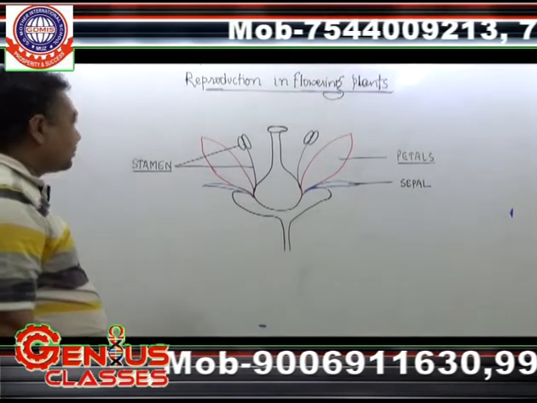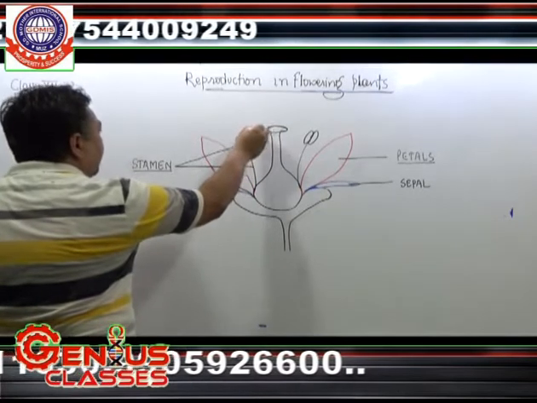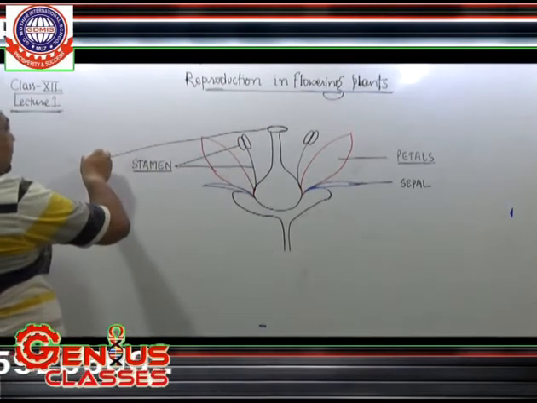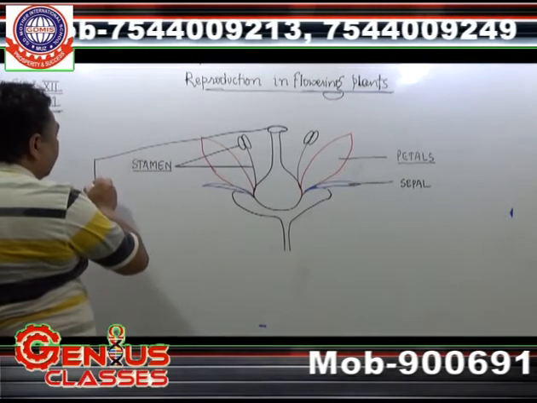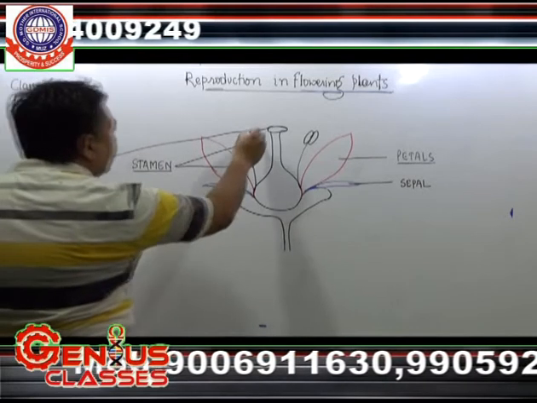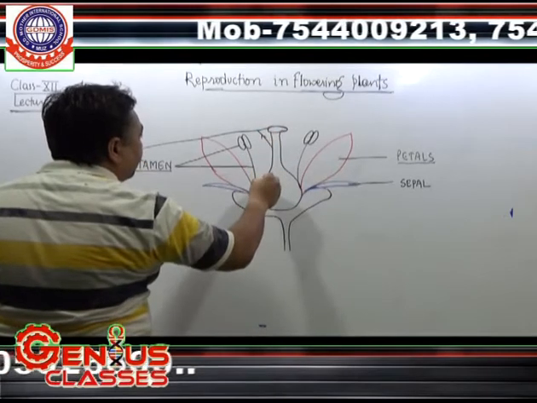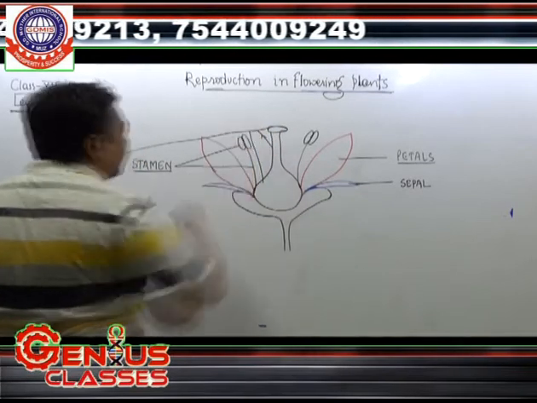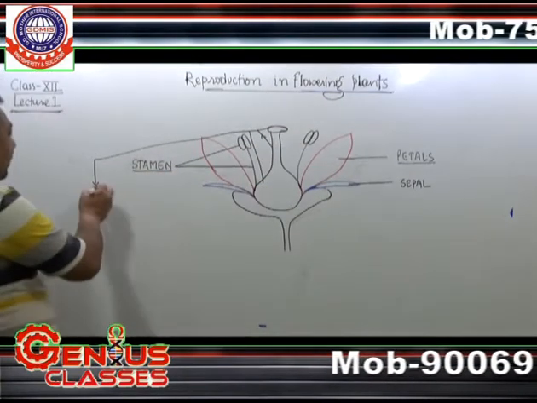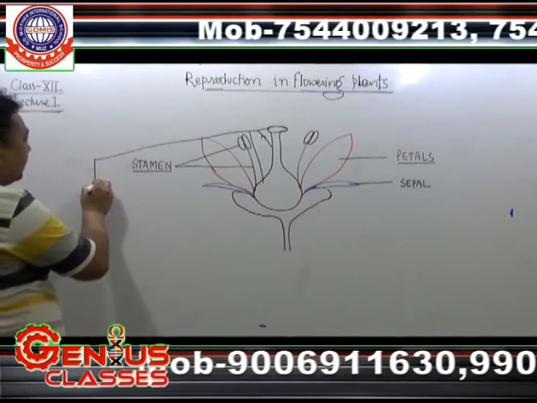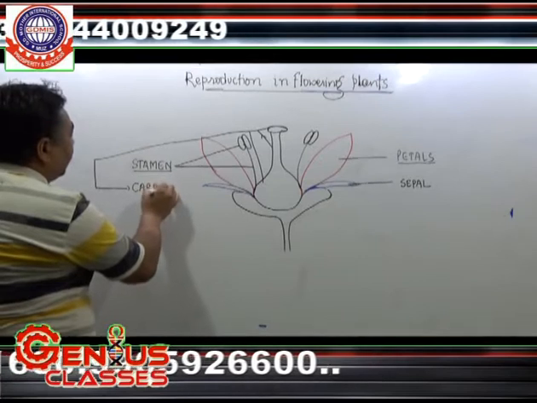And the structure formed by a stigma, style, this one is style, and this is called ovary. These three, stigma, style and ovary, are combinedly known as carpel. C-A-R-P-E-L.